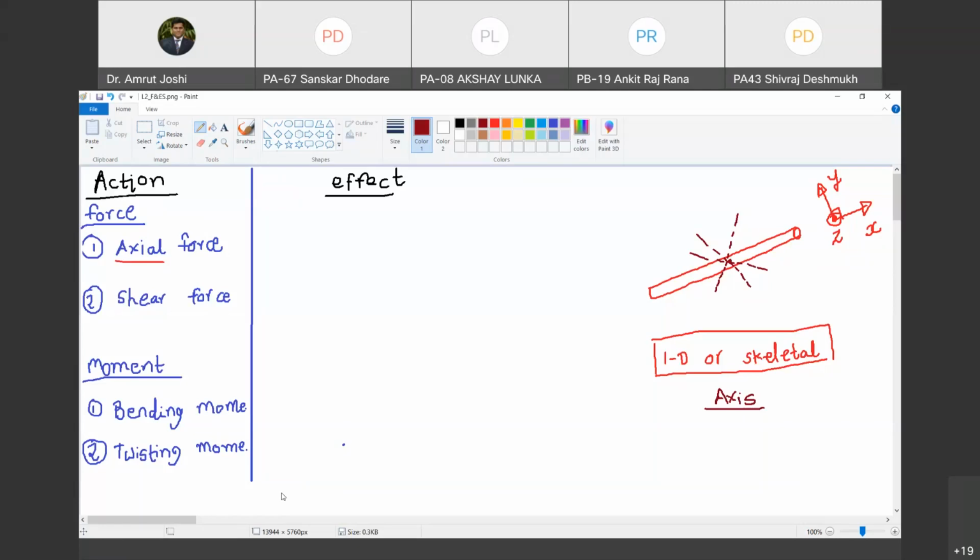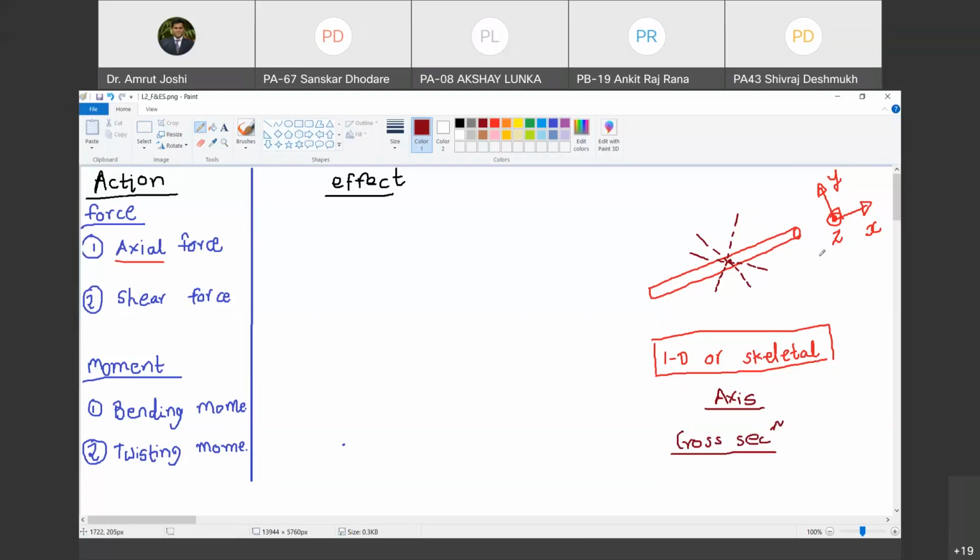Yes, sir. Okay. So we are trying to now define out of this infinite axes that can pass through a randomly chosen point on a 1D or skeletal member, which one I am going to call as the axis by definition. So let us define that first. To define it, first of all I am going to define something called the cross section. Are you with me? Shivraj? Yes, sir.